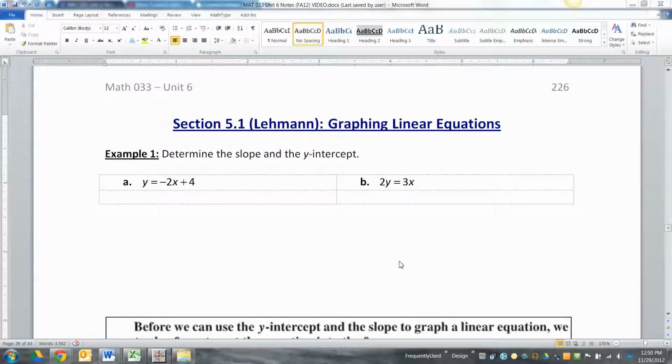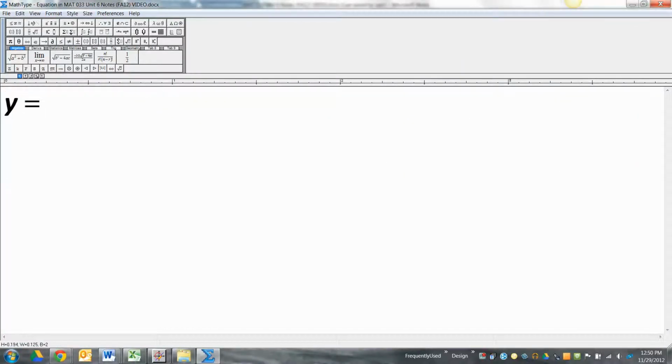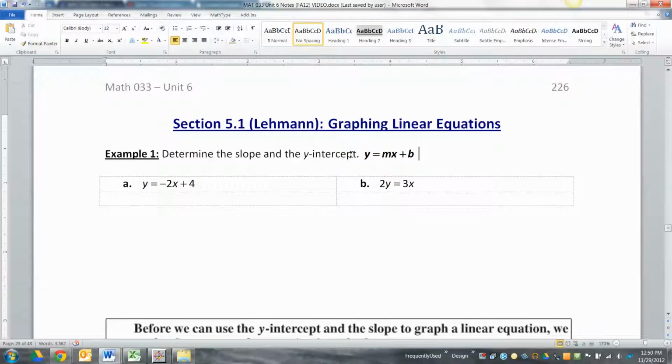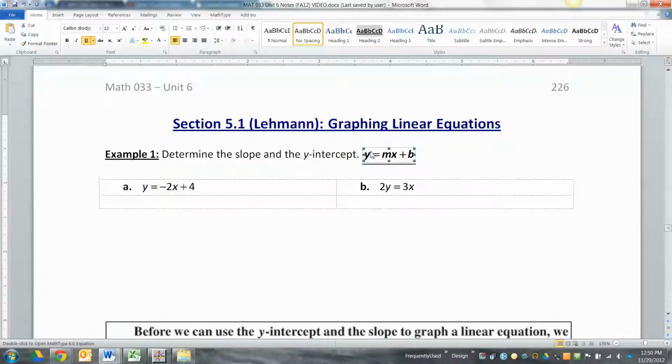So we're going to take all our knowledge of y equals mx plus b and slope and intercept and graph linear equations. So let's start with determining the slope and the y-intercept. Now remember, we know about y equals mx plus b, right? That's the general form, or the slope-intercept form, excuse me, for the equation of a line. It's the one that we use by far the most often, okay?